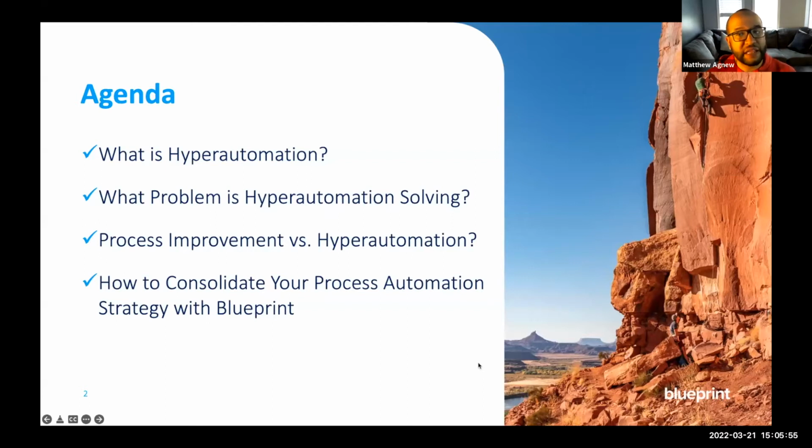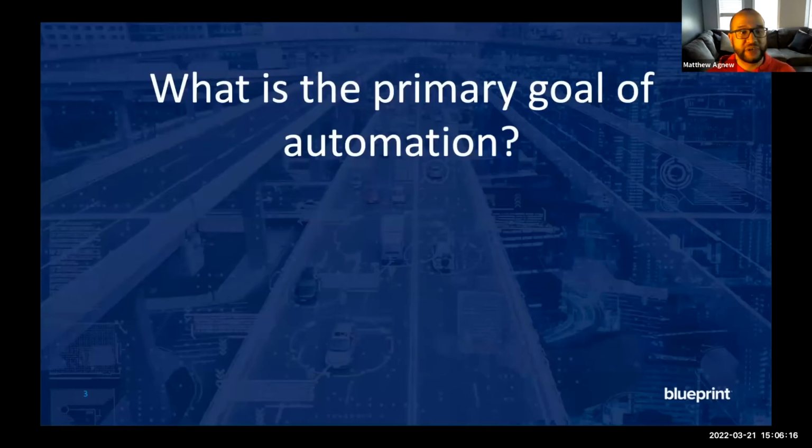So today we're going to spend a little bit of time talking about what hyperautomation is, what the problem hyperautomation is solving, and really the difference between hyperautomation and process improvement, and all that before Matt shows us how we can consolidate our process automation strategy with Blueprint. So before we really get into it here, I have a kind of a pop quiz for everybody. So when we think about automation, hyperautomation, process improvement, we often really think of automation in general.